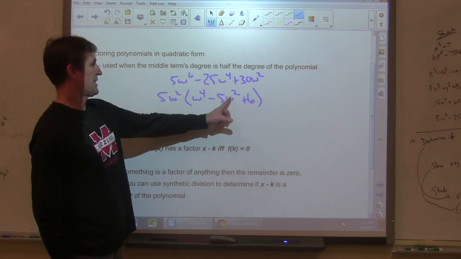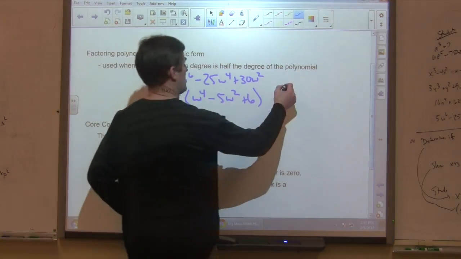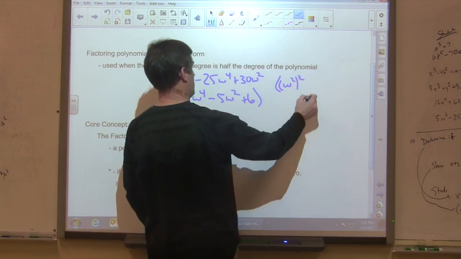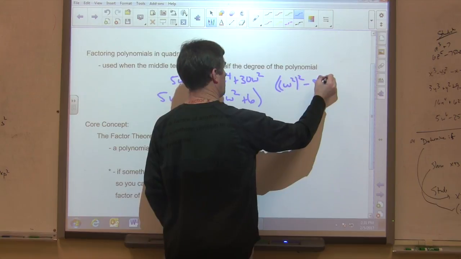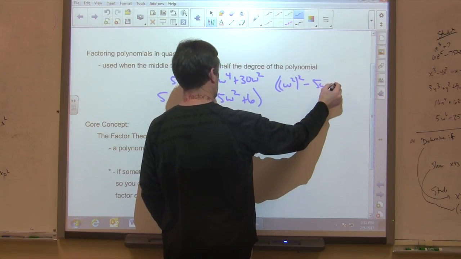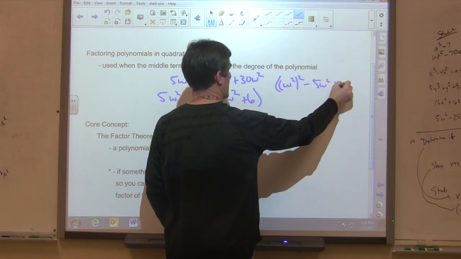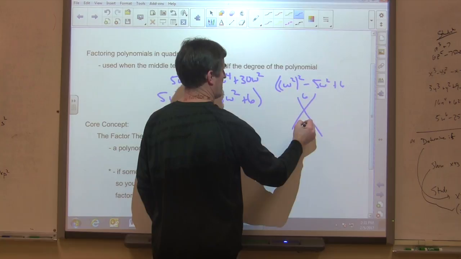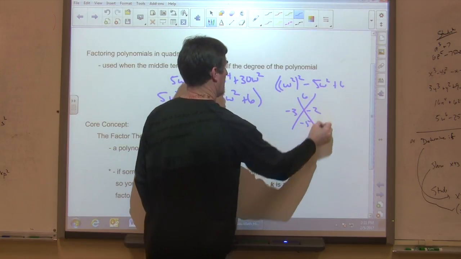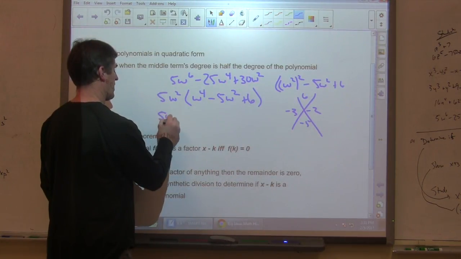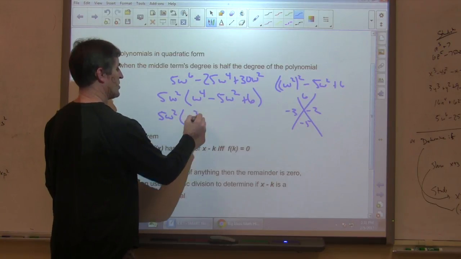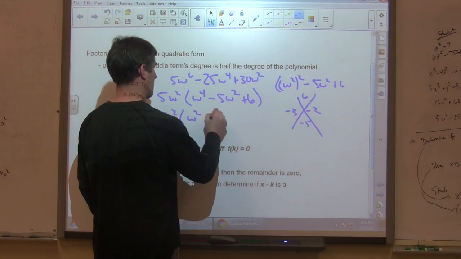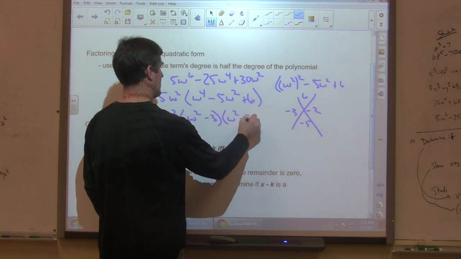Now again, this is half of this, so I can do it as a square. I rewrite it, and that becomes w squared squared minus 5w squared plus 6. But again, that's half, and so we can do the x method. It's 6 and negative 5, so negative 3 and negative 2. So it simply becomes w squared minus 3 and w squared minus 2.